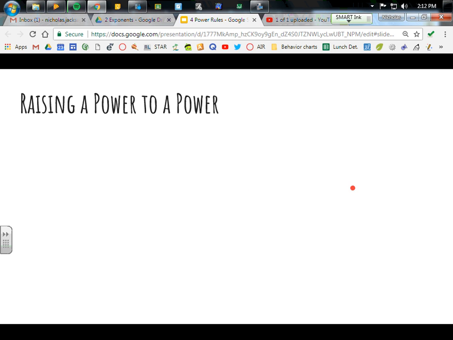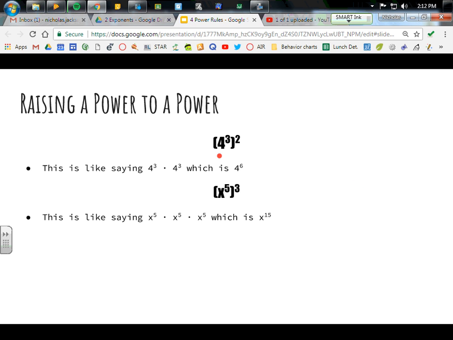So how do you raise a power to a power, and what the heck does that even mean? Let's say you have something like this: 4 to the third squared. What that means is you're multiplying the term 4 to the third by itself. So that's actually 4 to the third times 4 to the third, which when we did multiplication, we said you just add the exponents and keep the base, so that would be 4 to the sixth power.